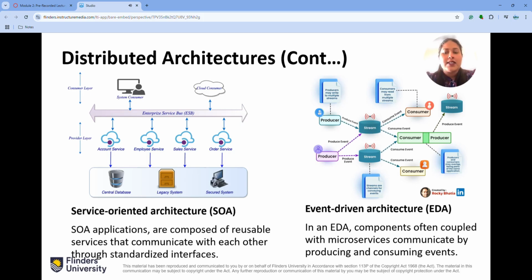This asynchronous communication model allows for more scalable real-time systems as components can operate independently and respond to events as they occur. While SOA emphasizes structured service-based communication, EDA focuses on enabling systems to react dynamically to events, making it particularly well suited for real-time, highly responsive applications.